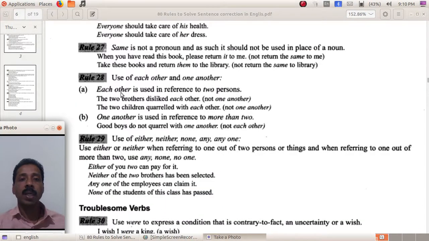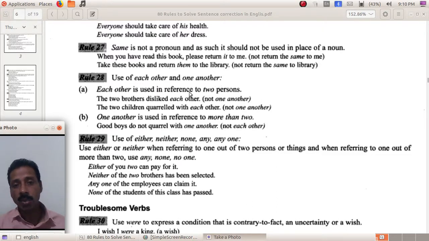Then, same is not a pronoun, and as such it should not be used in place of a noun. When you have read this book, please return it to me, not return the same to me. When you have read this book, please return it. Take these books and return them to the library. Use of each other and one another.